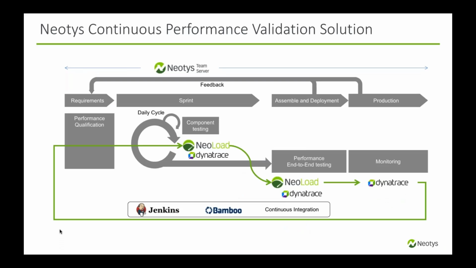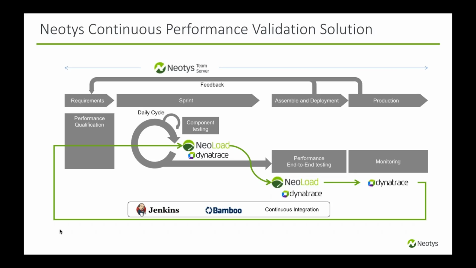So here it's more the continuous performance validation approach that we recommend as a load testing vendor, where you have the backlog. This is where you're going to have the performance qualification. You plan the sprints. This is where you're going to do component testing on a daily basis triggered by Jenkins or Bamboo or your favorite CI server. This will be connected with Dynatrace to get some relevant information on which layer is the bottleneck of your application.